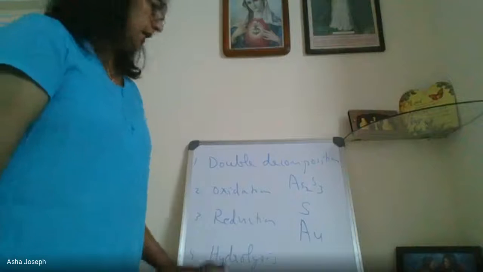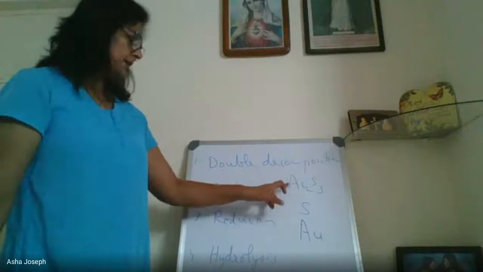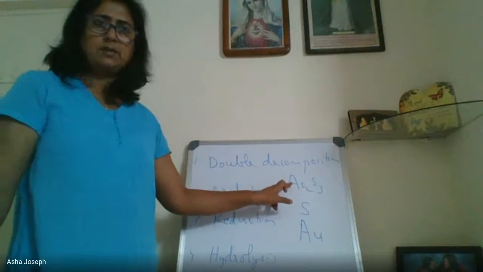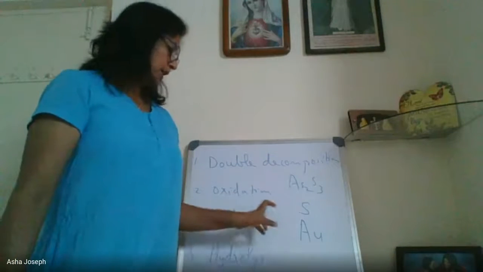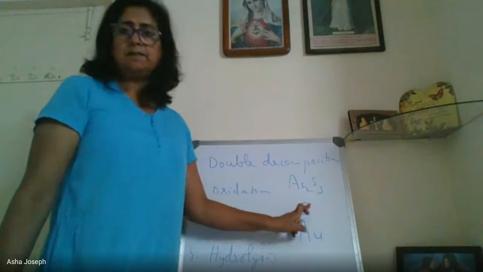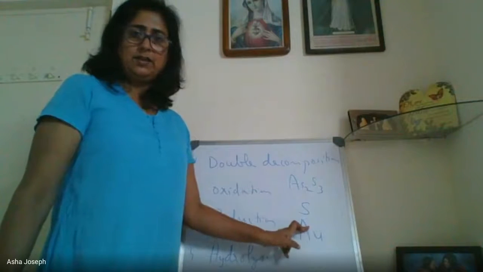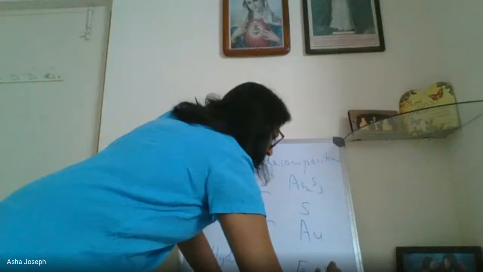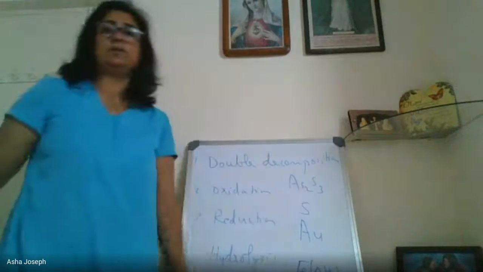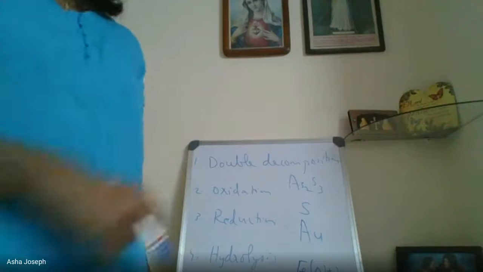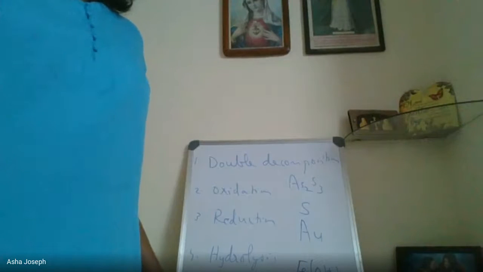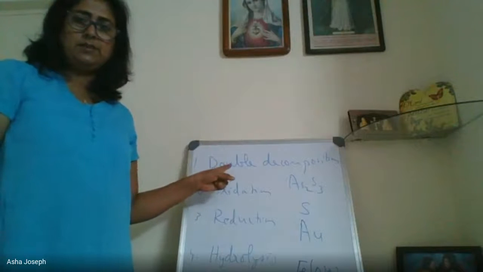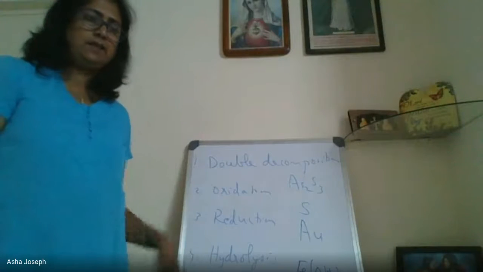Okay? And so for double decomposition, you will get arsenic sulfide Sol. Sol means colloid. And oxidation, you will get a sulfur Sol. Reduction, gold. And hydrolysis, you will get ferric hydroxide. This you learn by heart. We will go to the equations. All of you see the board and learn by heart. For chemical methods, double decomposition, you will get arsenic sulfide.